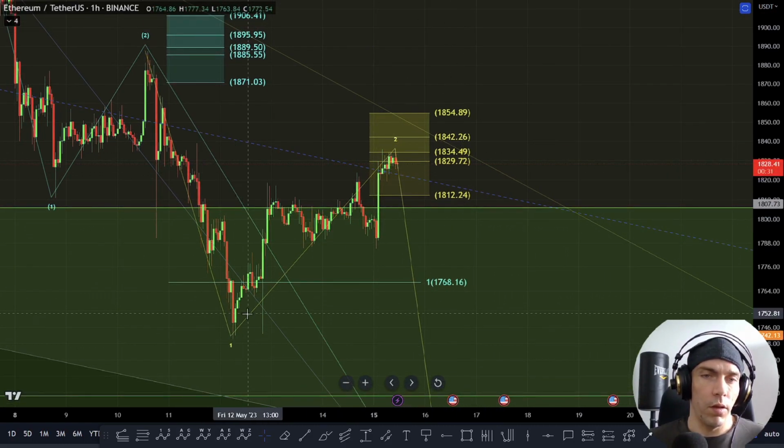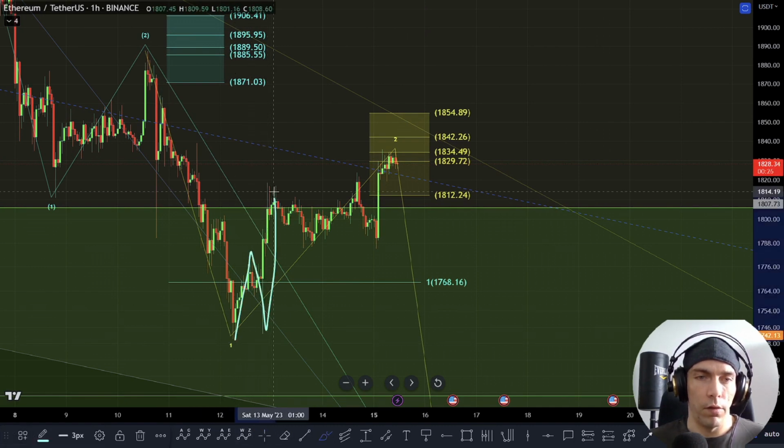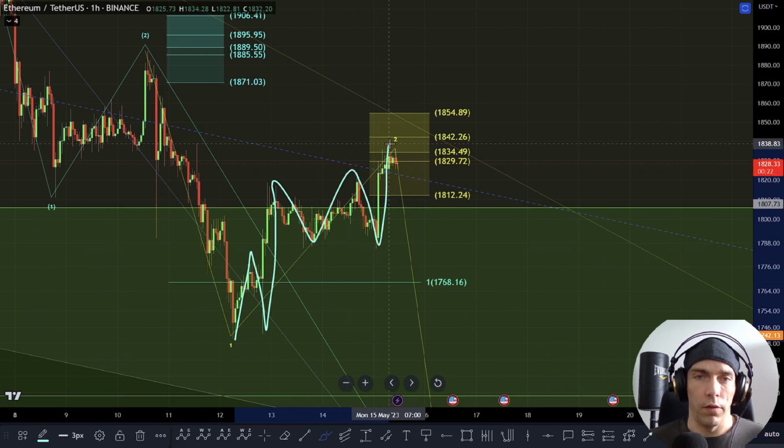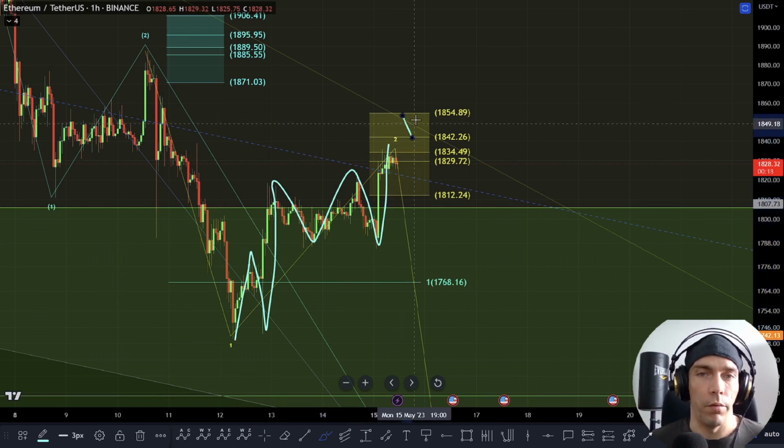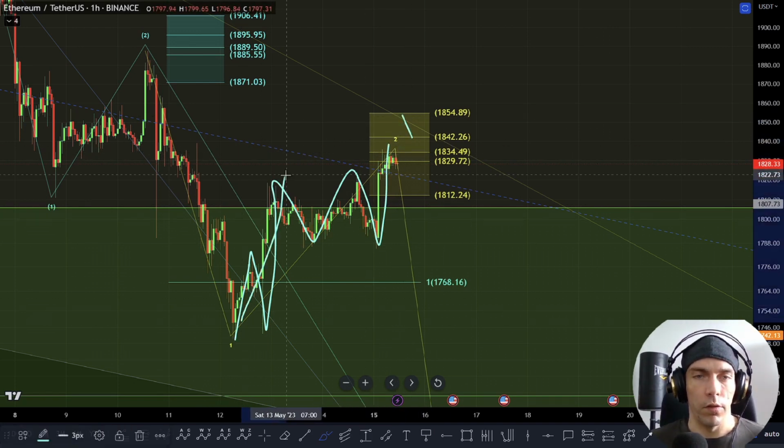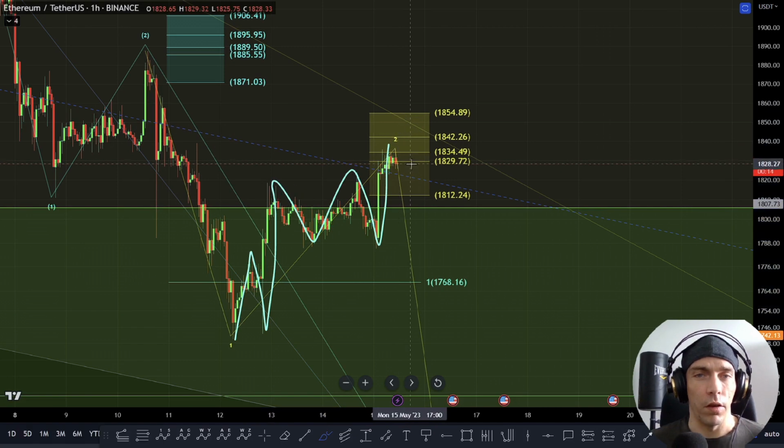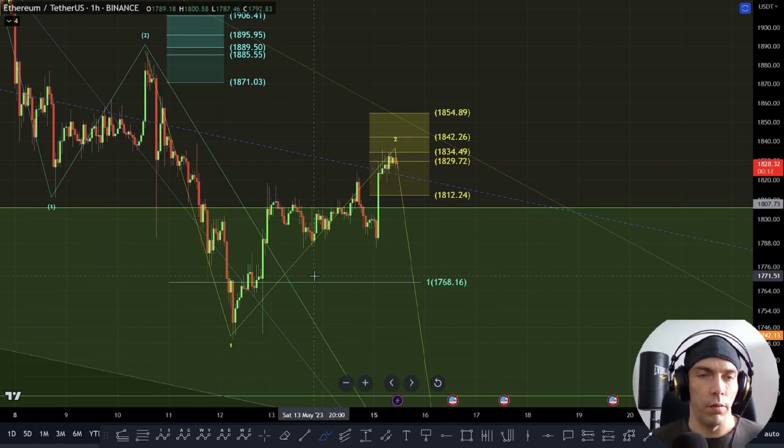Now, there's a couple of ways of reading this. We could argue that this move here is ABC, this is an X wave, and then W, X, and Y. Sorry, A, B, and C again for a Y wave. So now, if this is the case where this is a W, X, and a Y to the upside, we could actually be looking to complete fairly soon here.